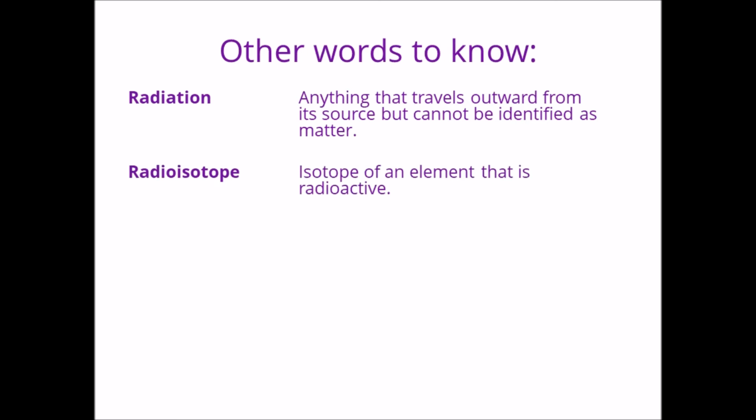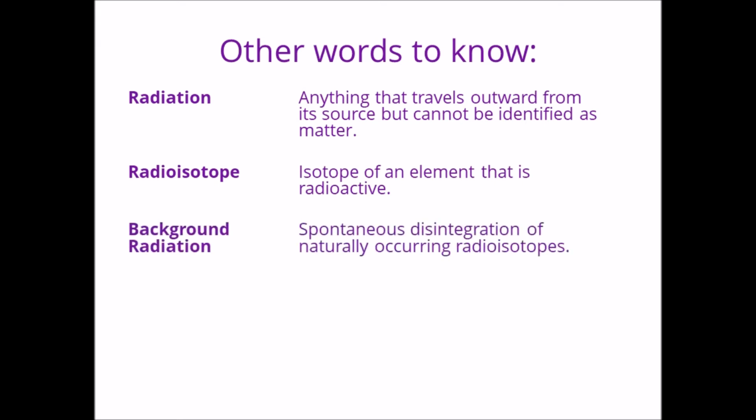So if you take carbon, carbon-12 has 6 protons and 6 neutrons. That is not radioactive. Carbon-14, on the other hand, is radioactive. Those 2 extra neutrons cause nuclear instability, so it would prefer to decay into something more stable.